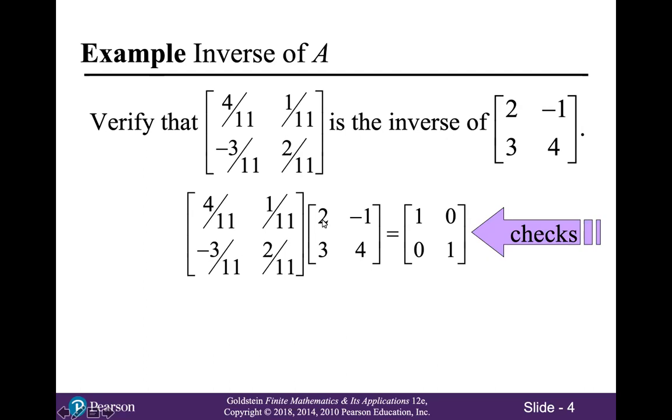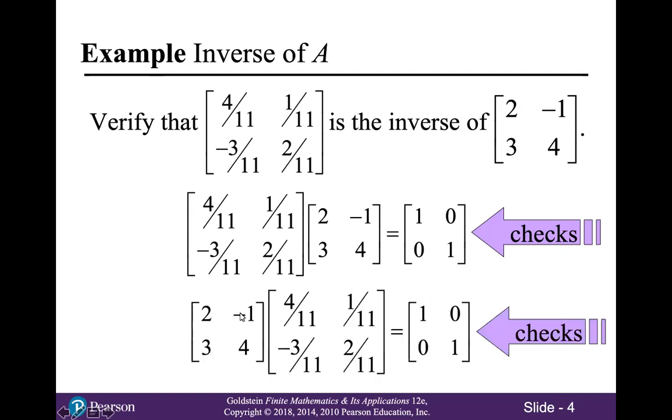-3/11 times 2 is -6/11. 2/11 times 3 is 6/11. Those add up to 0. And finally, -3/11 times -1 is 3/11. 2/11 times 4 is 8/11. And those add up to 11/11, which is 1. And you can also verify that it works in this direction also.